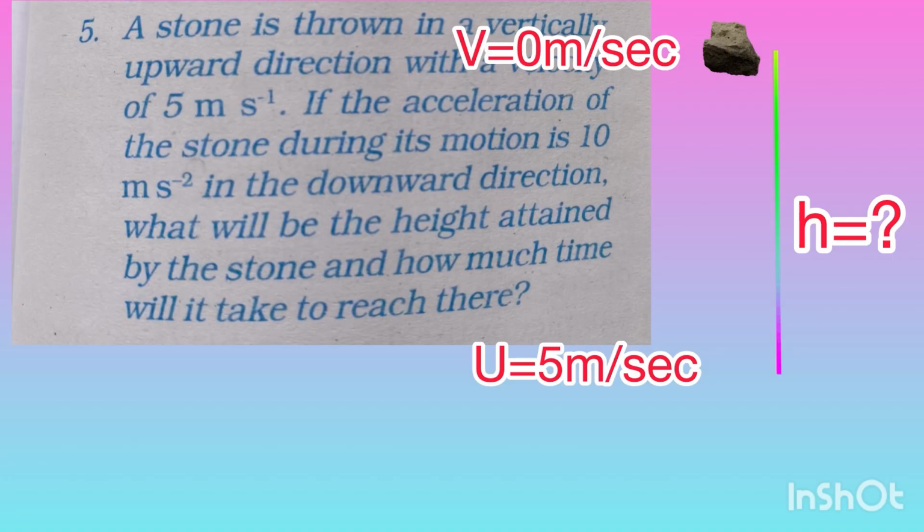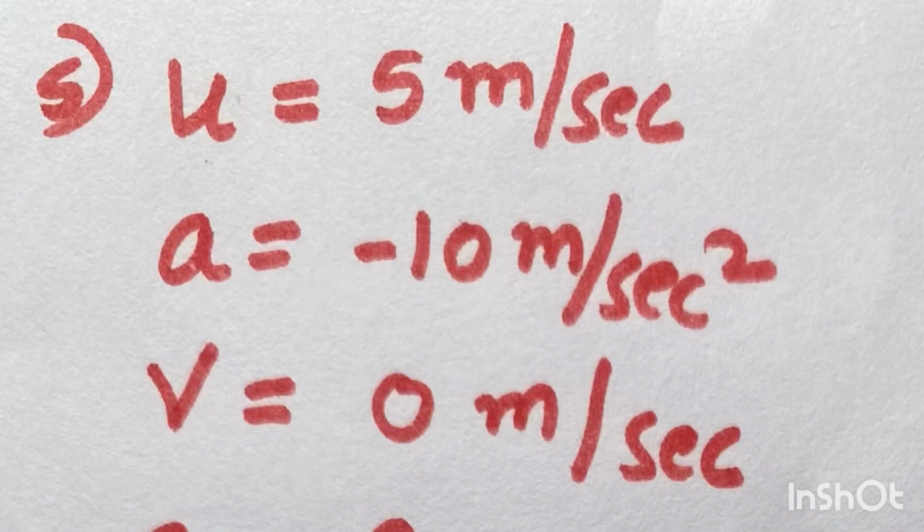So what we need to find is this height and how much time it will take to reach that height where velocity becomes 0, and after that the stone will start coming down. So in such questions where an object is thrown in upward direction, always take final velocity 0 and acceleration with negative sign. We have u, a, v, we need to find distance s.